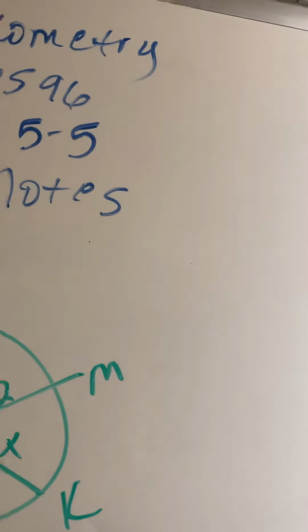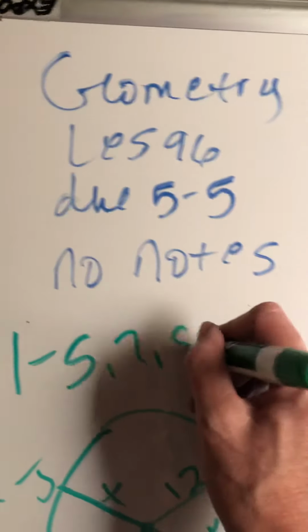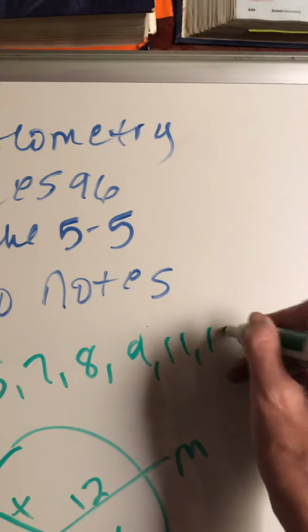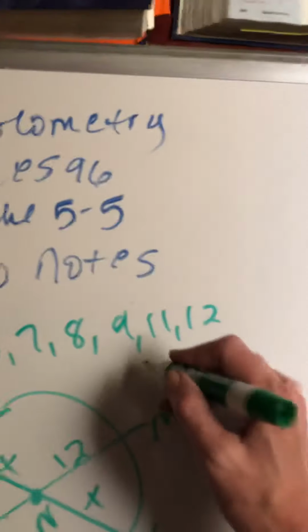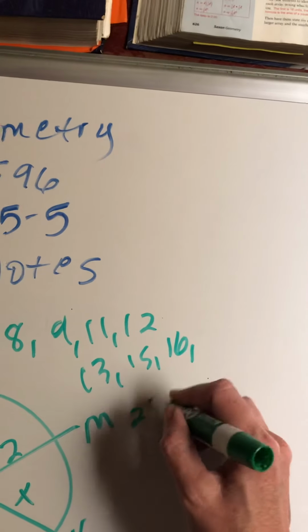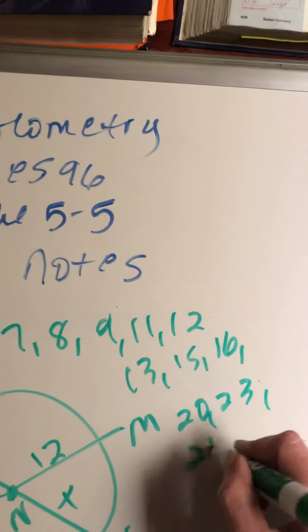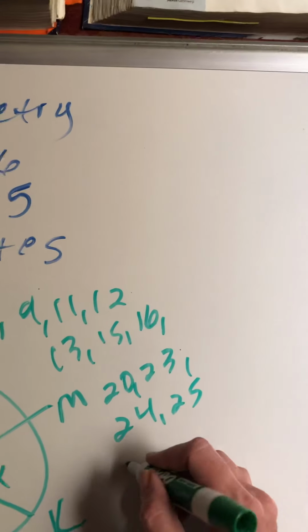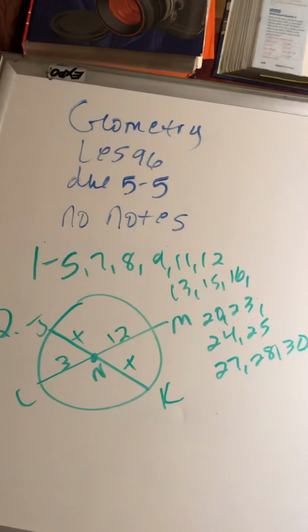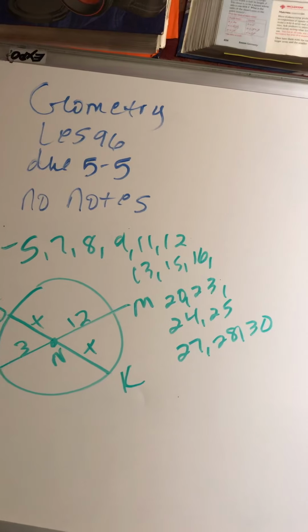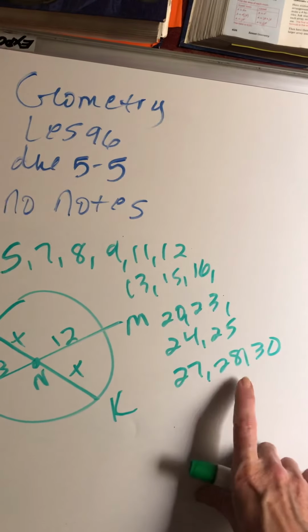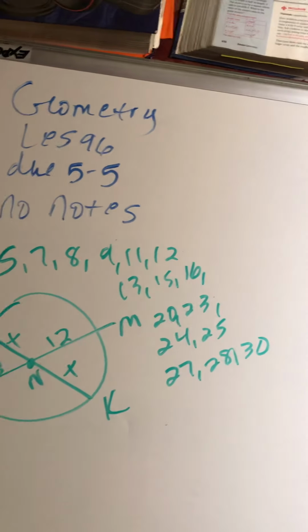Okay, so it's 1 through 5, then 7, 8, 9, 11, 12, 13, 15, 16, 20, 23, 24, 25, 27, 28, and 30. I've talked about 1 through 5.